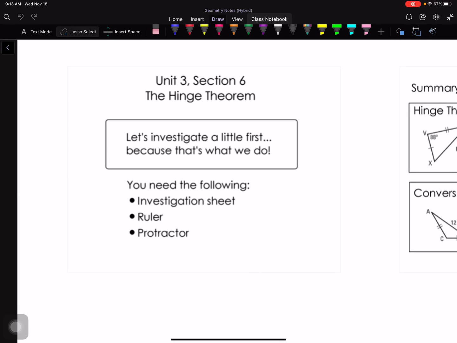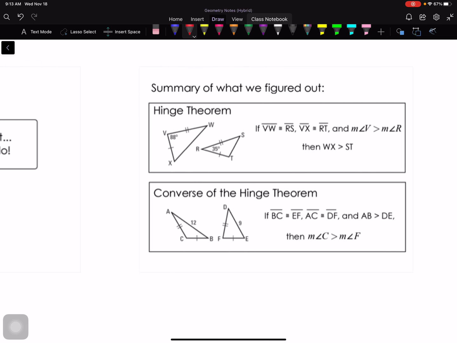All right, so this is actually section 3.10, the Hinge theorem. So normally we would do some investigating, but obviously that's not going to happen. So we're just going to talk about what the Hinge theorem is.